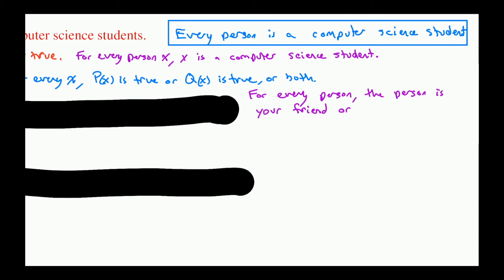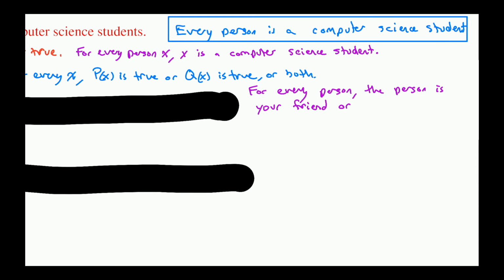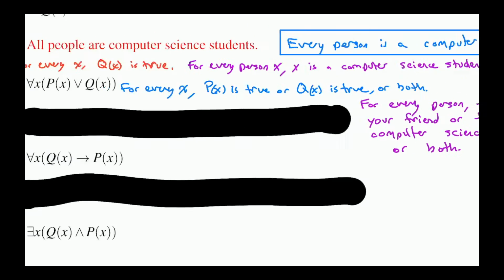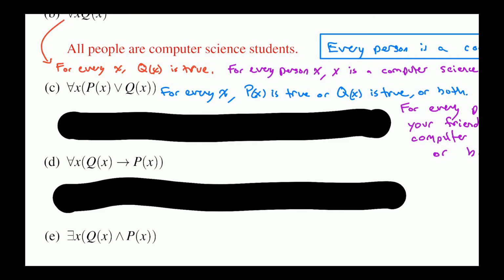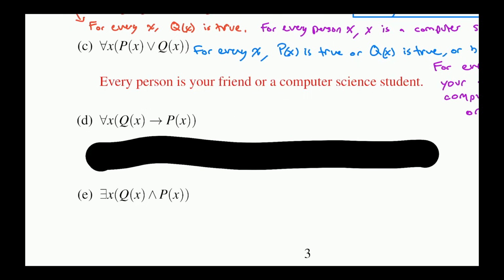Or Q of X. What's Q of X? Is a computer science student, right? So for every person, the person is your friend, or they are a computer science student. Or both, right? They can be both. They can be your friend and they can be a computer science student. It's unlikely because computer science students don't have friends, but it's possible. All right, and you see that in this official answer, so to speak, I didn't bother to say or both. Okay, now let's look at the next one.